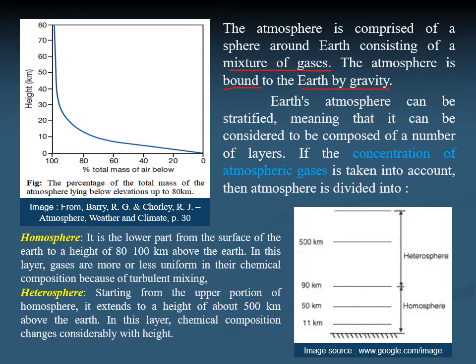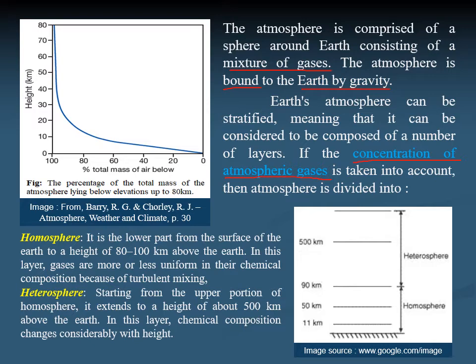Now Earth's atmosphere consists of different layers, and we can distinguish different layers within the entire Earth's gaseous cover depending on the concentration of atmospheric gases. There are various ways, various tools, various properties by which we can demarcate different layers within the entire Earth's atmospheric cover.